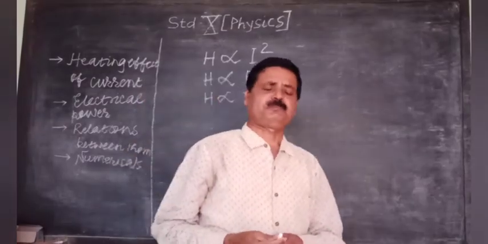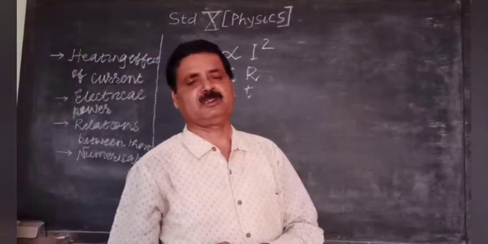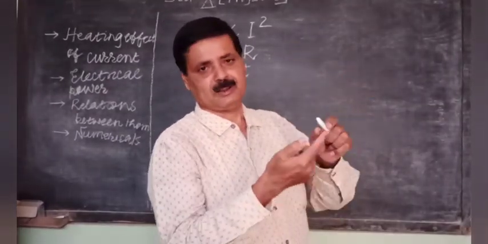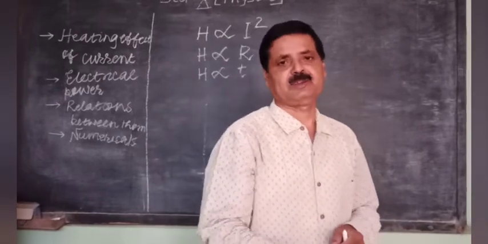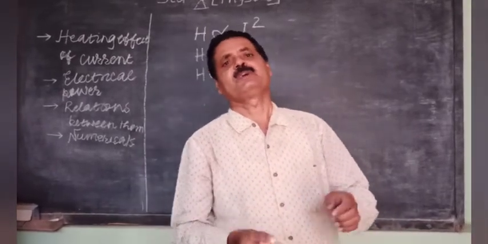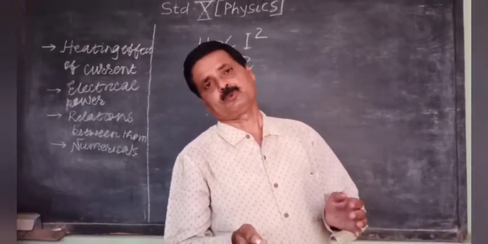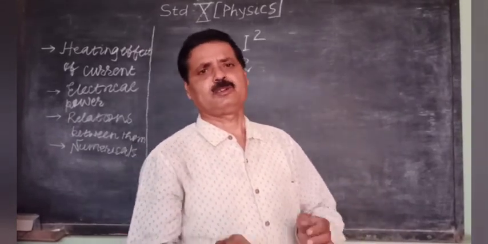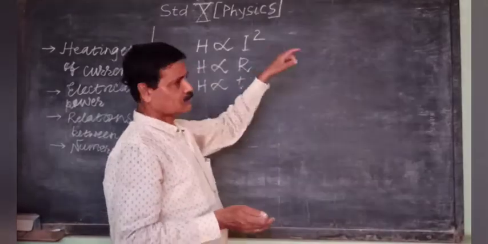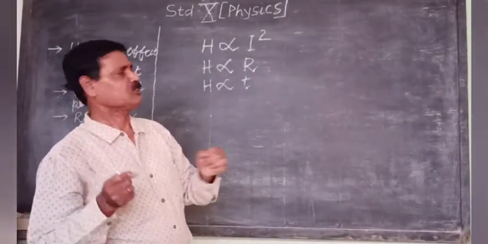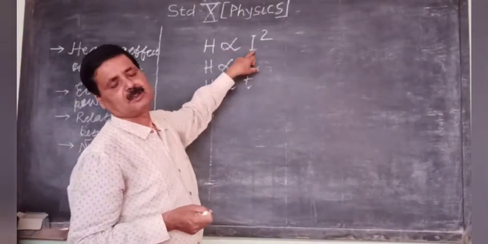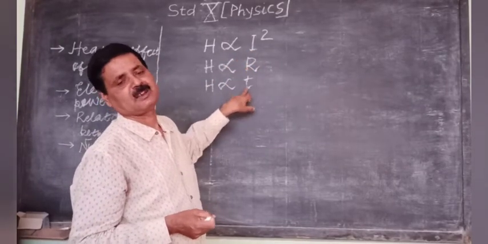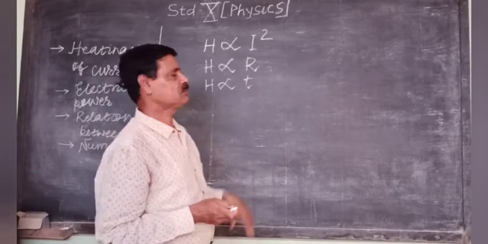You have made several experiments in your student life, taking a wire in a plug, and another arrangement, a heater, to heat the water. You have already made these. The amount of heat depends on these three factors: the square of the current, the resistance, and the time for which the current flows.